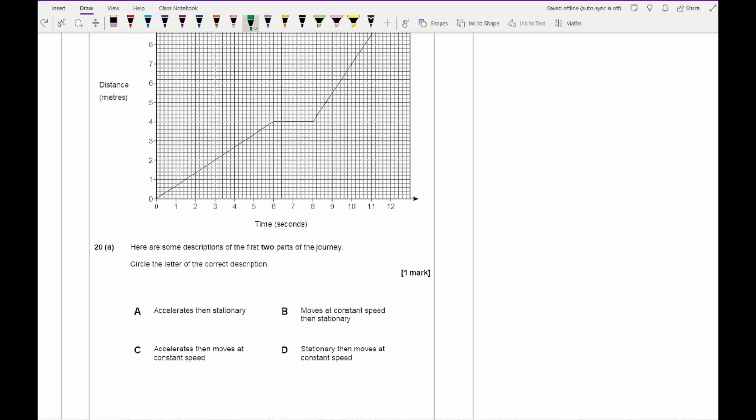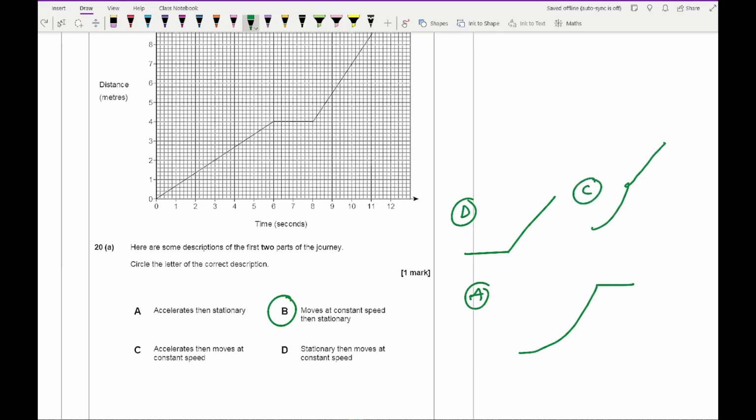So the correct answer is going to be B, because it can't be D because it's not stationary and then moves at constant speed. That would look like that. A would look like that, and then accelerates and then moves at a constant speed. So C would look something like, and then moves like that. It's kind of like moves at a curve, then turns into a straight line graph. So what we've got is B.